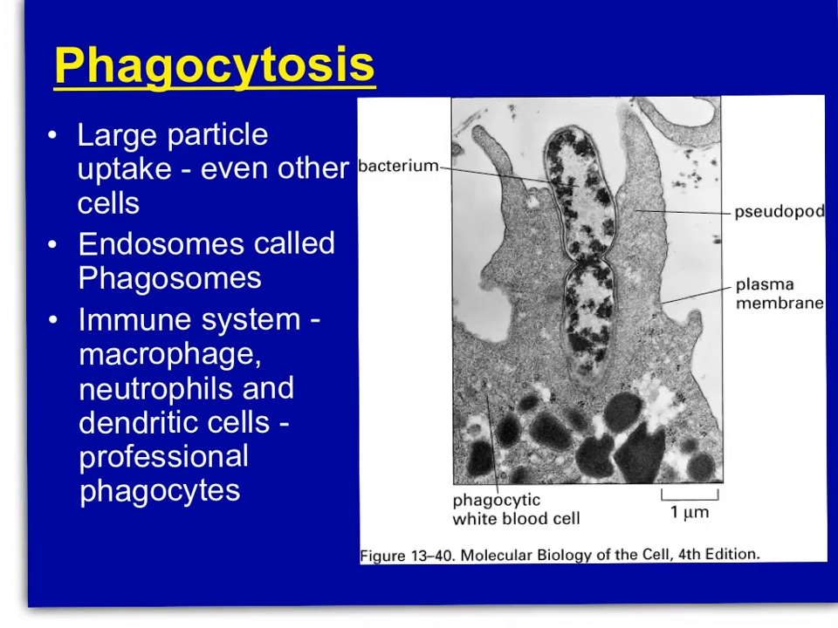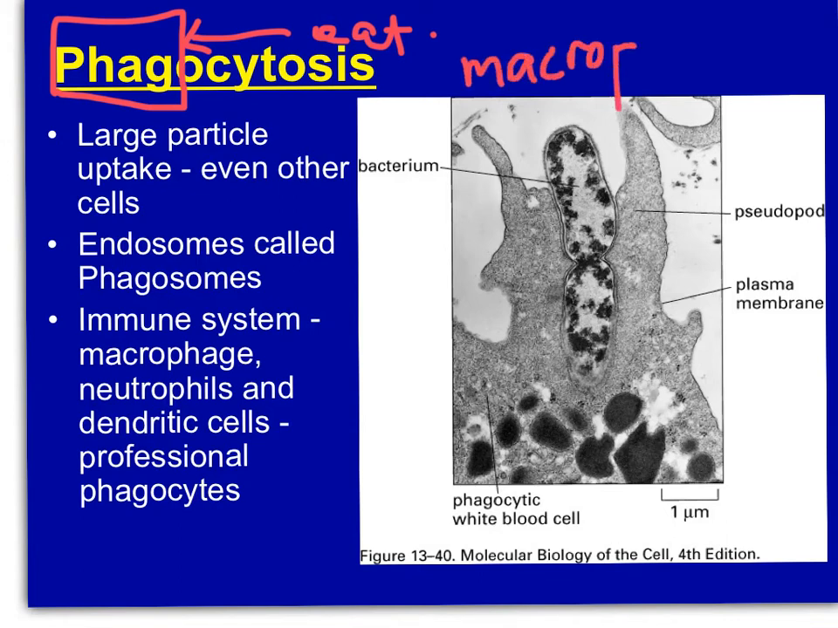And the last of these specialized forms of internalization is called phagocytosis, and phagocytosis has to do with the uptake of molecules, and phage is to eat. And phagocytic cells eat things, and there's two kinds. So macrophage are one type of phagocytic cell. Another type of cell is called a neutrophil.